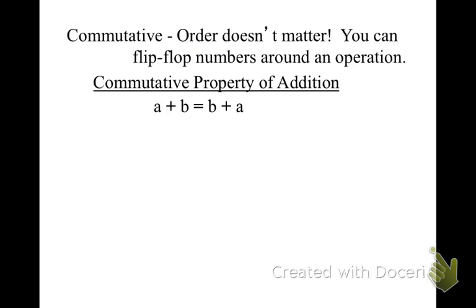Now, the algebraic definition of the commutative property is, if you have A plus B, you can flip-flop it and have B plus A moved around. So I want this in your notes, and we'll do some examples with some numbers so you can see it a little better. So, for example, technically, 5 plus 7 is the same exact thing as 7 plus 5.